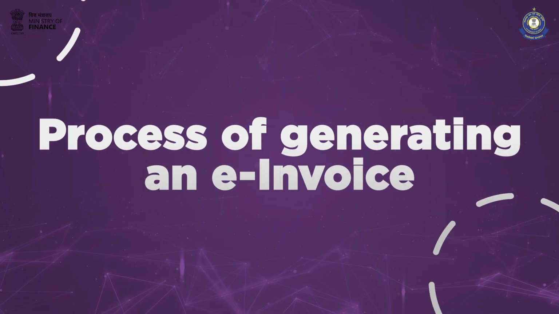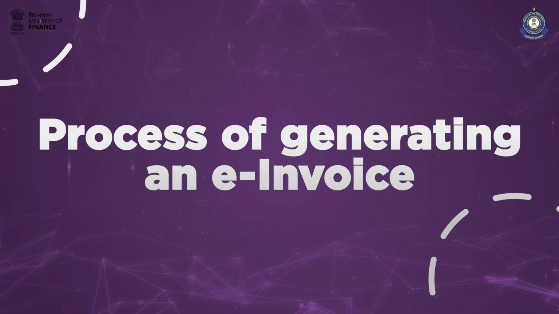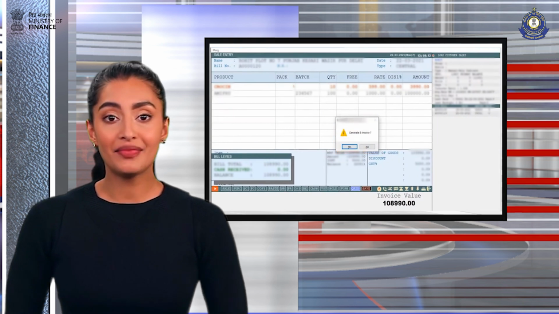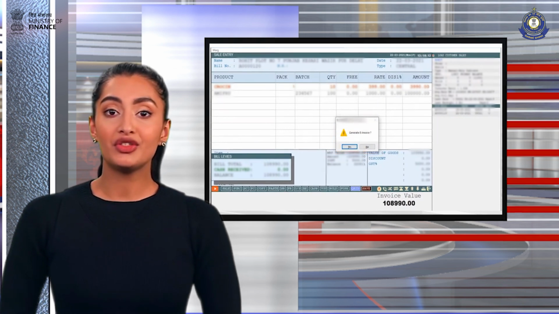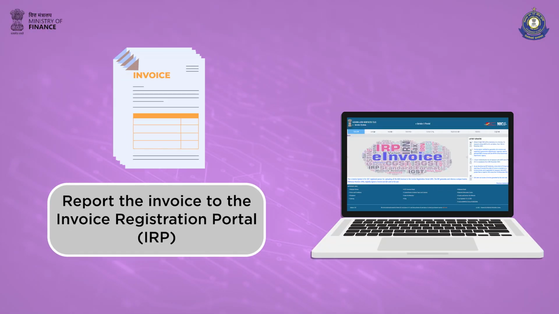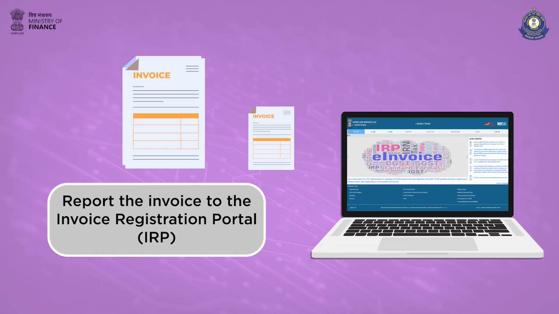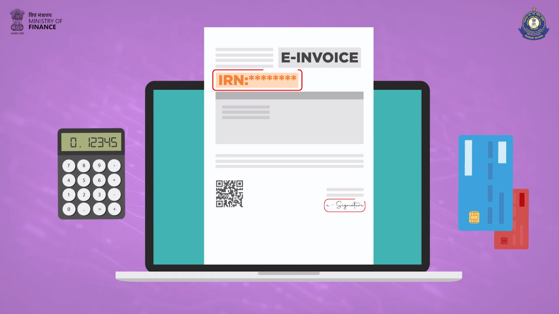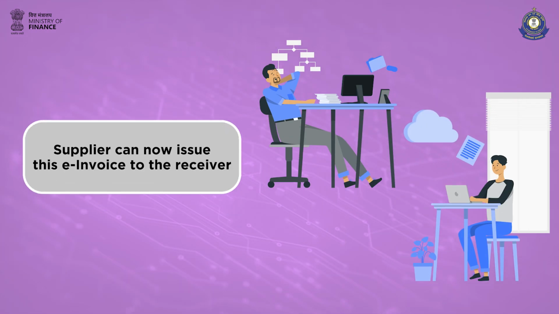Let's look into the process that one needs to follow if his entity is required to generate an e-invoice. You make your invoice using your usual accounting, billing, or ERP systems as usual. Once the invoice is ready, it needs to be reported to the Invoice Registration Portal (IRP). This can be done through various modes, including API-based integration, offline utilities, or other means provided by the IRP. The IRP gives your invoice a unique IRN, digitally signing it, and adding a QR code. Now this invoice can be issued by the supplier to the receiver.